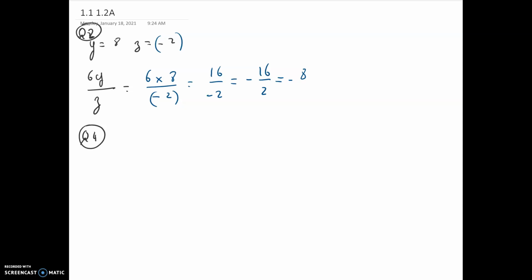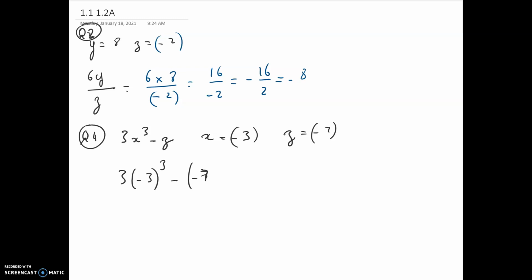On this question number 4, you have 3x cubed minus z, and you know that x equal (-3), I'm using my parentheses right away, and z equal (-7), I'm using my parentheses right away. So 3 times (-3) cubed minus (-7). The use of the parentheses will help you to not make a mistake, because (-3) cubed is going to be -27, multiplied by 3, minus -7, which is going to give you a +7.